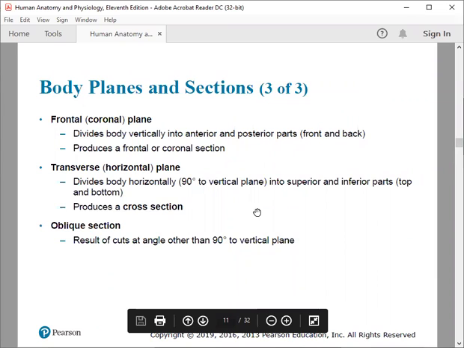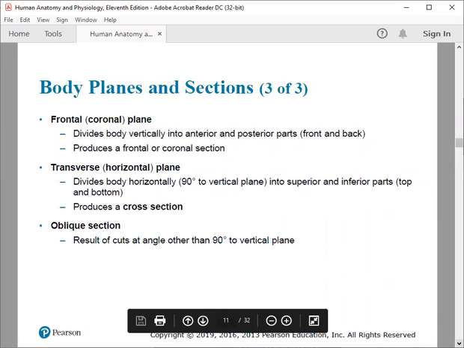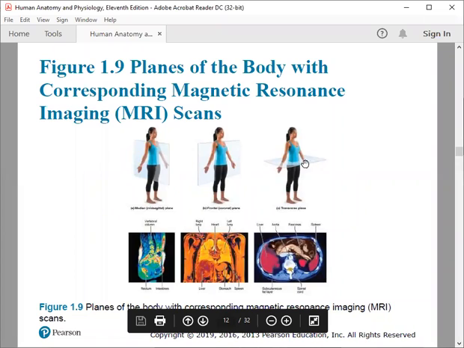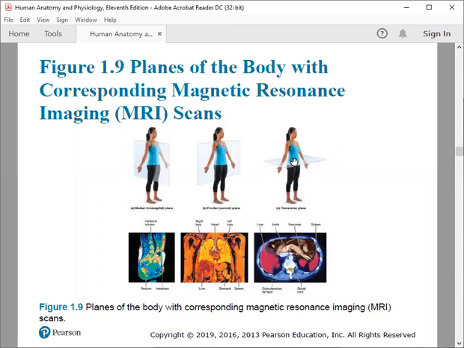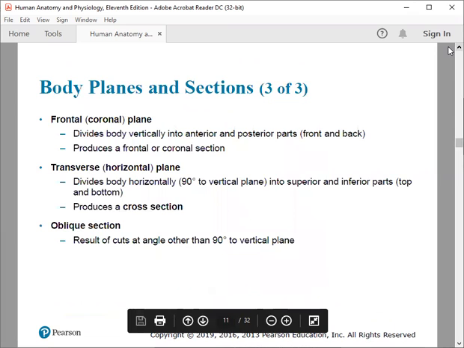Then transverse is going to divide the body horizontally into superior and inferior parts. This is also sometimes referred to as a cross section. Shown here where this transverse plane is, if you were to cut the body in half and open it up, you would see probably the intestines and maybe the stomach through this area. So this is often used to be able to see the internal components within a certain section.